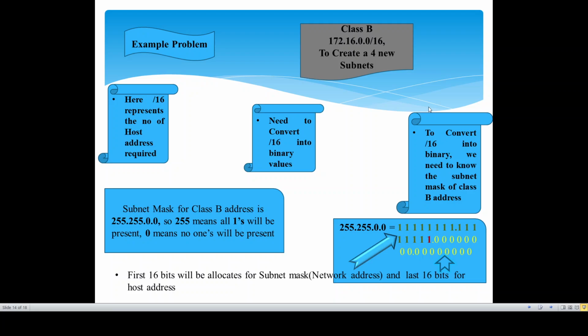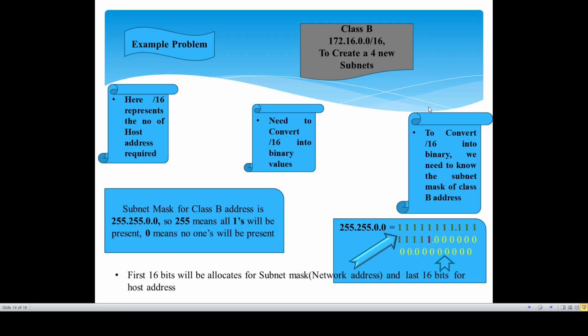Before entering into it, we need to represent the /16 converted into binary values. To convert to binary values, we need to know the subnet mask of a class B address, so it will be 255.255.0.0. So 2 times 255 will be converted into zeros and ones, 8.8, so 2 times 8. Then the balance will be zeros, 0.0, 8 times 0, then another 8 times 0. So I have mentioned the last point.